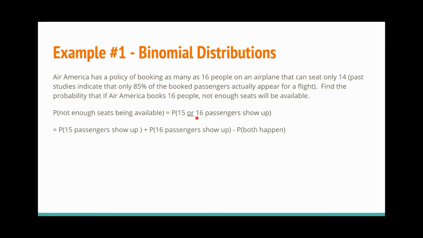Okay, so there's an "or" there, which, using a basic probability rule, says if there's an "or," then I can add the probabilities individually together and then subtract off the probability that both would happen at the same time. Now keep in mind that you can't have both 15 passengers and 16 passengers show up at the same time for the same flight. Either one of them happens or the other one happens, and not both. So we can actually forget that piece of the calculation.